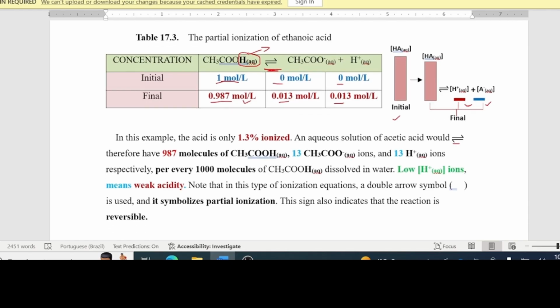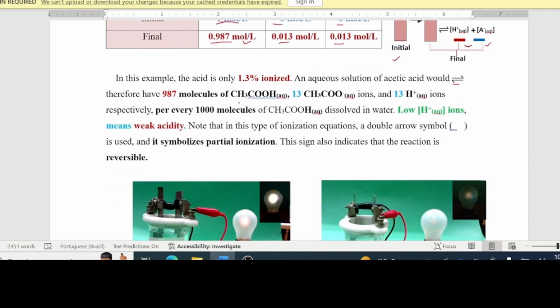So how can we put that in perspective? Another way of putting that is to say that this acid is only 1.3% ionized. In other words, if we have 1,000 molecules of ethanoic acid, in the end, you have 987 remaining, and this number here of hydrogen and ethanoate ions produced. So for every one of these, you have a low concentration of that. The acid must be very weak. If an acid is weak, therefore, you won't have so many ions inside.